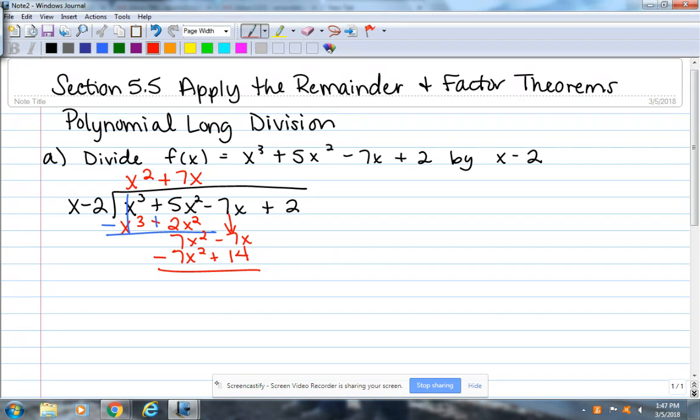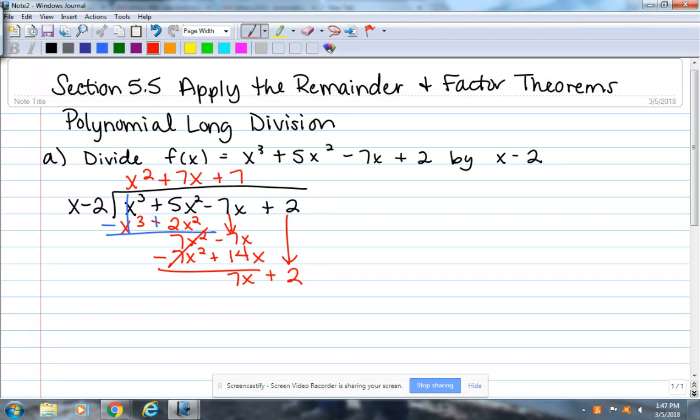Draw your line, change your sign. So this cancels out, and that leaves me with 7x on the right-hand side. Then you bring down the plus 2. Then you start all over again. You say, what times x equals 7x? 7. So you write plus 7.